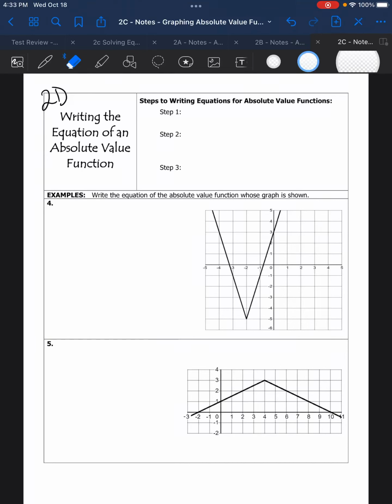All right, so welcome to 2D, which is writing the equation of an absolute value function. And how we do this, first you're going to identify the vertex. After we identify the vertex, remember the vertex is the bottom of the V. And then we are going to find the value of A. So we need to know what the A is.